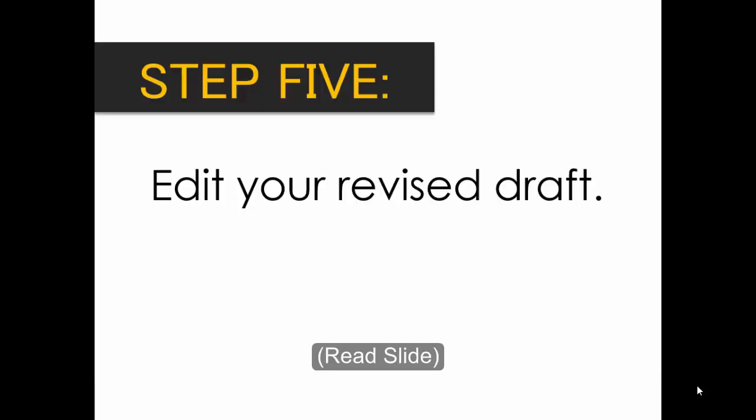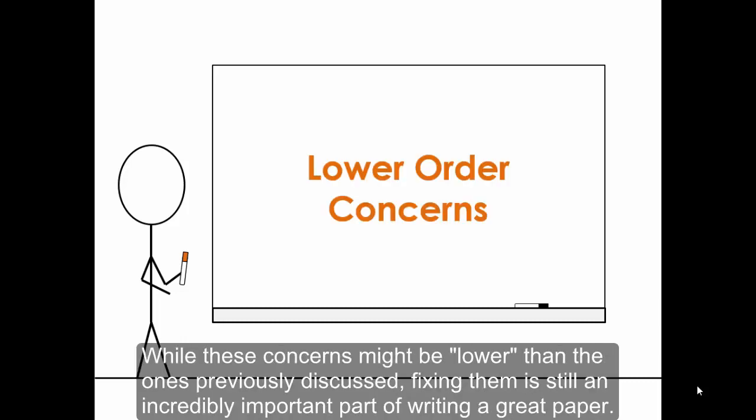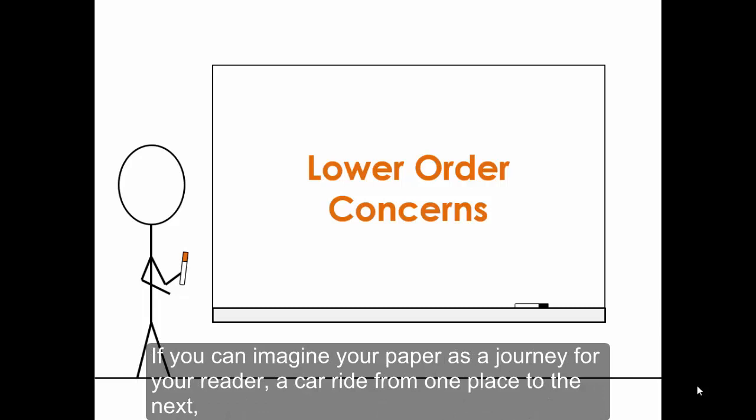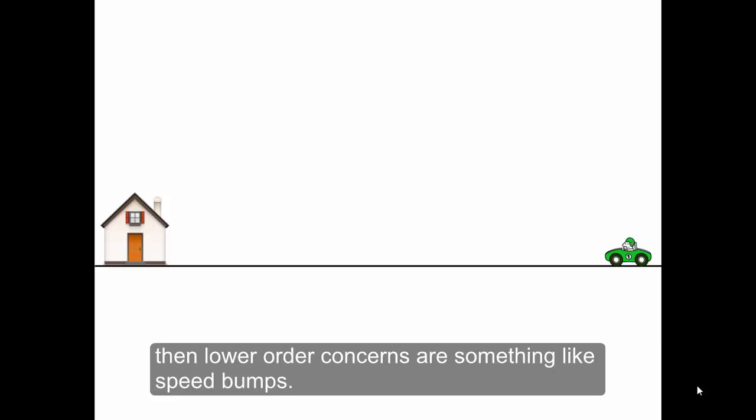Step 5. Edit your revised draft. Editing is all about addressing lower order concerns. While these concerns might be lower than the ones previously discussed, fixing them is still an incredibly important part of writing a great paper. If you can imagine your paper as a journey for your reader, a car ride from one place to the next, then lower order concerns are something like speed bumps.